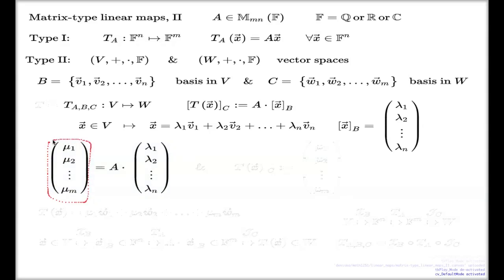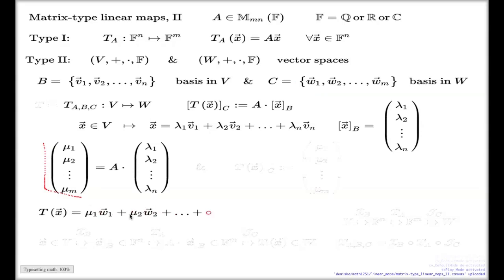Now I take this new m tuple, and I use this second basis to reconstruct the vector. So my T of x now will be a combination of this second basis in the codomain with this new m tuple. Here it is: mu1 w1, mu2 w2, up to mu m w m.